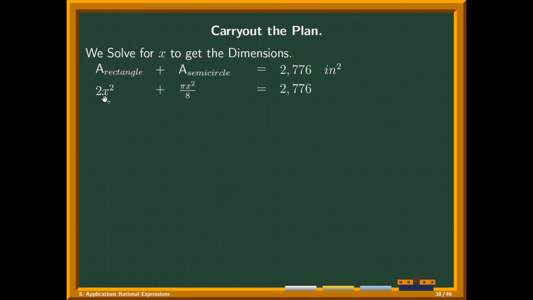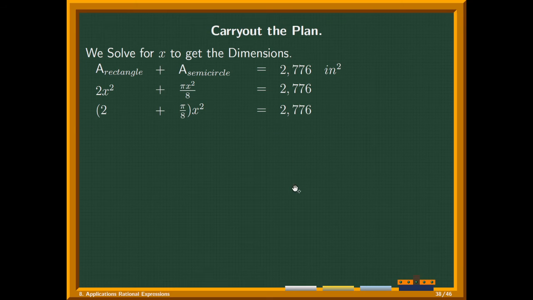Now, notice that x squared here is common, so we will factor out. The remaining terms will be 2 plus pi over 8, times the whole quantity of x squared, which is equal to 2,776.